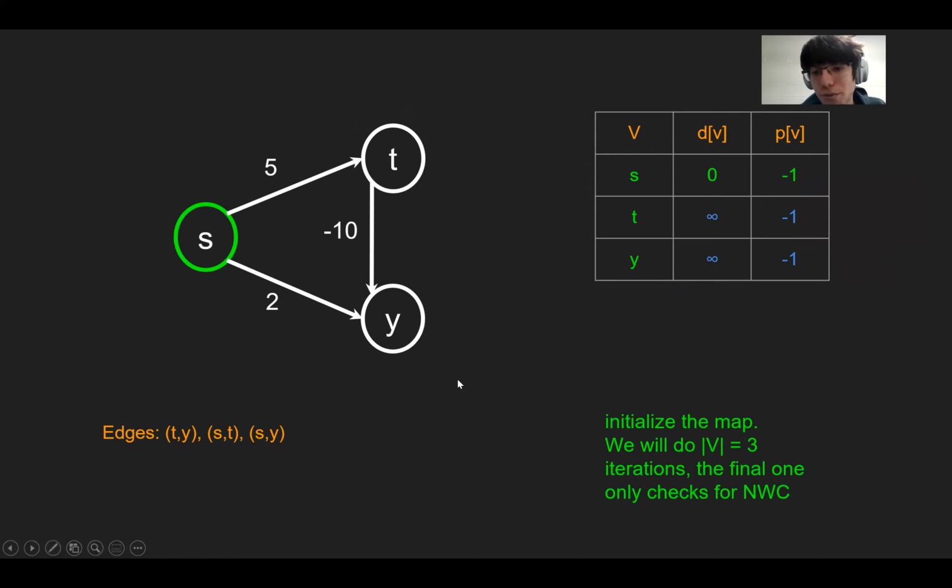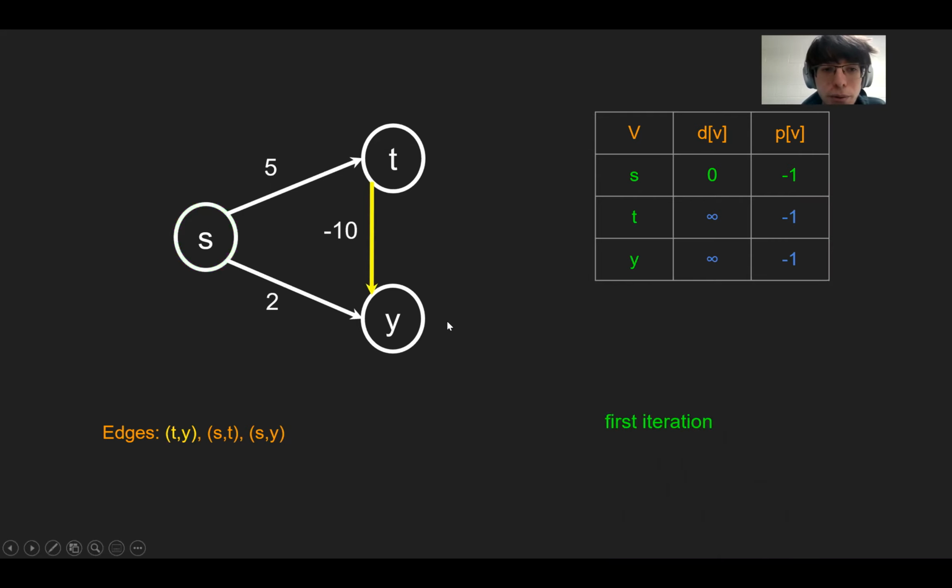So let's look at how it works. Originally we initialize our maps, a few maps: V, which is our vertices, d sub V, which is our distances, and p sub V, which again are predecessors. We initialize them, and here we have V equals 3 iterations. And here we can actually see how we're going to identify that there's a negative weight cycle.